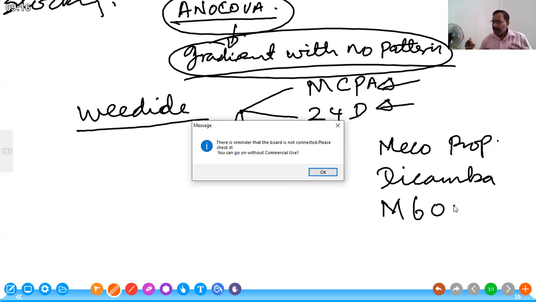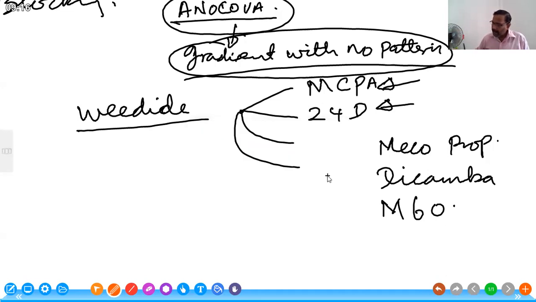So for my experiment I'm taking weedicides which are, let's say, coming in the commercial level, which are based on killing or suppressing the growth of broadleaf weeds.